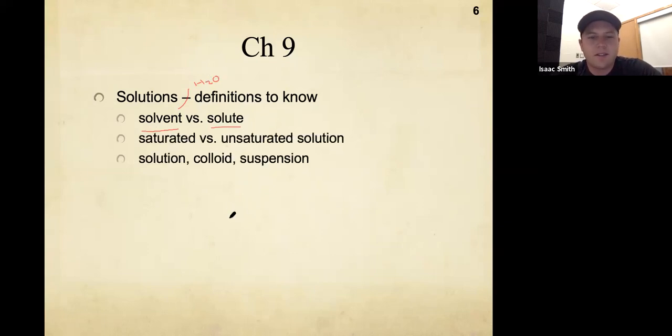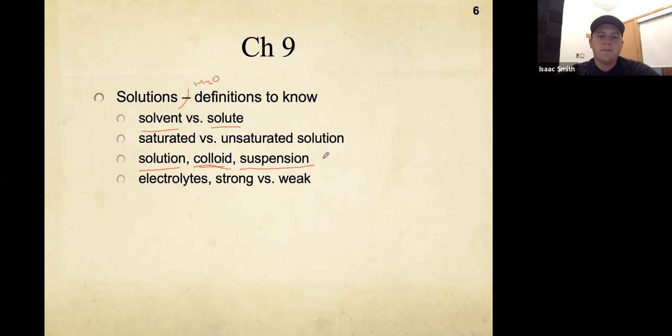Saturated and unsaturated solutions. Solution, colloid, suspension. We didn't focus on this a whole lot, but just know the definitions of these. They're pretty, it shouldn't hopefully take too long to look up those definitions. That's not going to be a huge point in the test, but you should still know it.